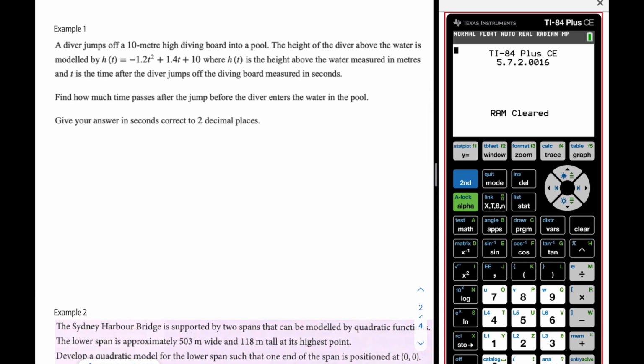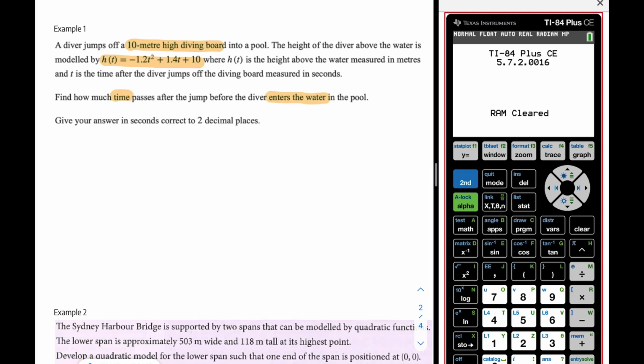A diver jumps off a 10-meter high diving board into a pool. The height of the diver above the water is modeled with this function, where h of t is the height above the water measured in meters, and t is the time after the diver jumps off the diving board measured in seconds. How much time passed after the jump before the diver enters the water in the pool? Give your answer correct to 2 decimal places.